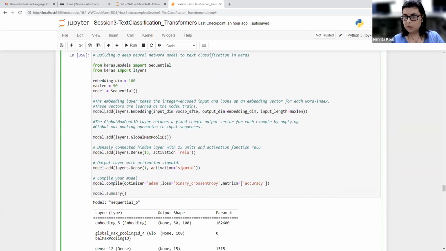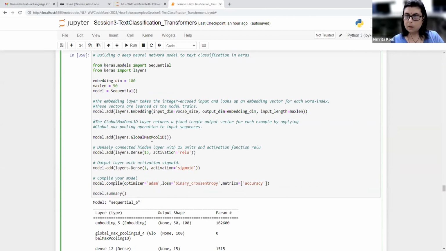So here we specify the input size, input dimension, which means how many unique words are there in your text. Output dimension, which means what should be the size of embedding that it creates for you, and what is the size of each input sequence, which is 50 in this case.